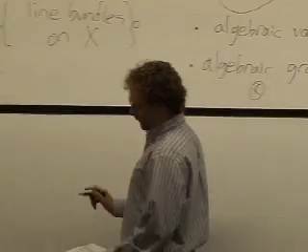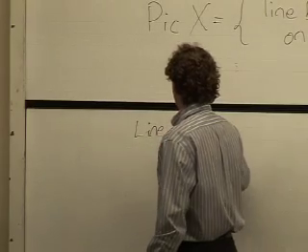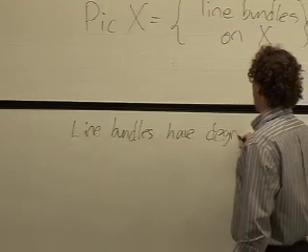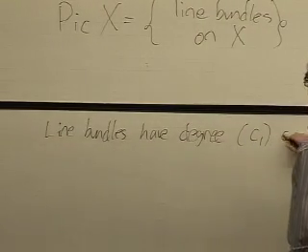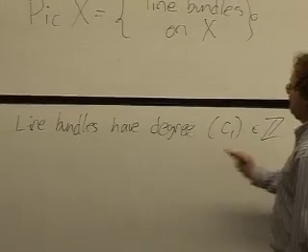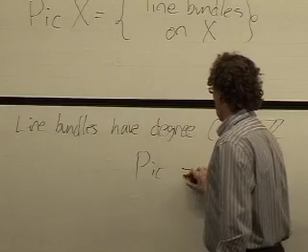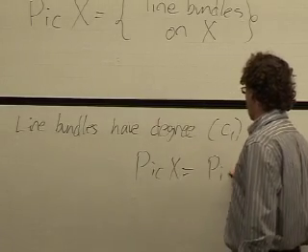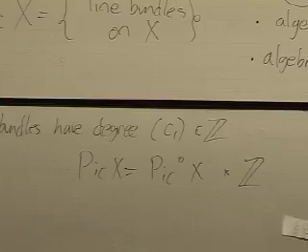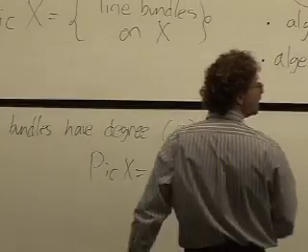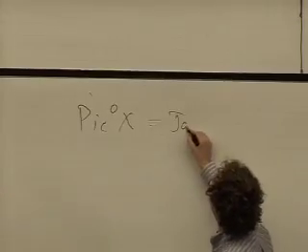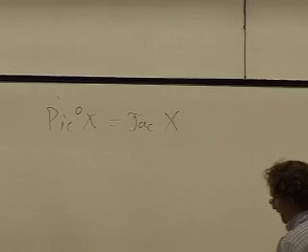What else does this look like? Well, line bundles have a degree, or if you'd like, the first Chern class, which is an integer. And so we have a map from the Picard group to Z. And in fact, the Picard group of X can be written as a product of Pic 0 of X and the integers, where Pic 0 of X is the Jacobian. So Pic 0 of X, this is the Jacobian of X, and this is an abelian variety.